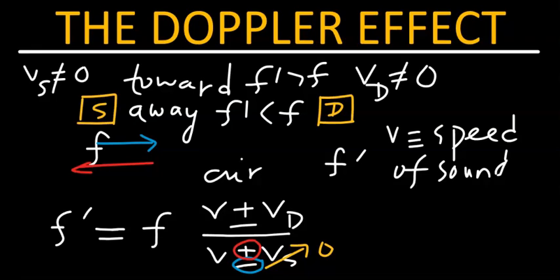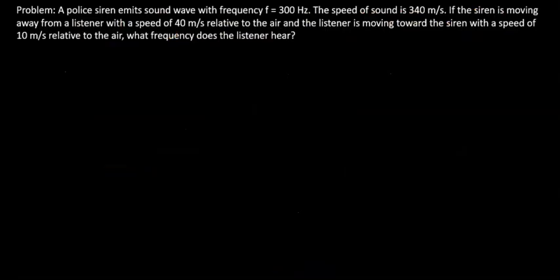Next, let's see how to use these concepts in problems. Problem 1. A police siren emits a sound wave with frequency 300 Hz. The speed of sound is 340 meters per second. If the siren is moving away from a listener with a speed of 40 meters per second relative to the air, and the listener is moving toward the siren with a speed of 10 meters per second relative to the air, what frequency does the listener hear?